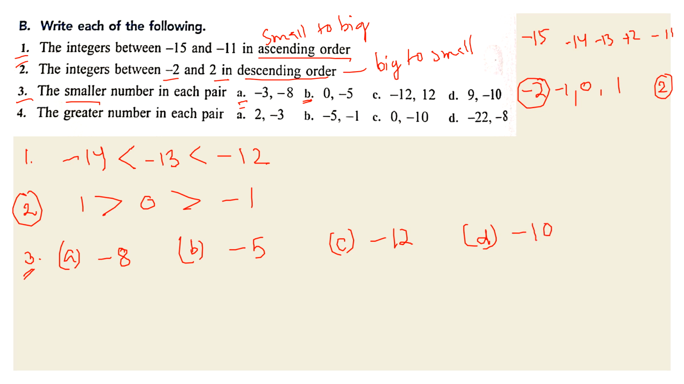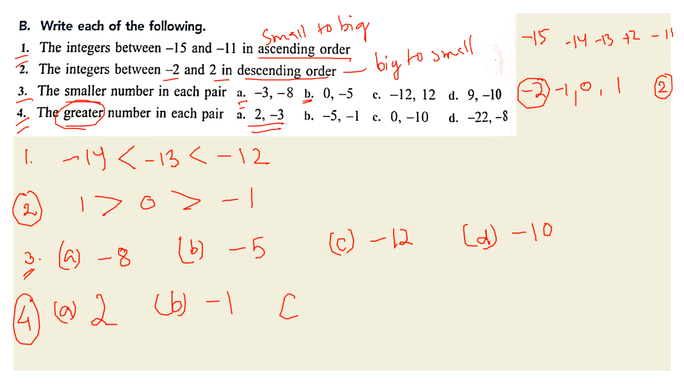And then we have got question number 4. If you see, this is question number 4. The greater number in each pair, we want to find the greater number. You see, the first one is 2 and minus 3. 2 is to the right of minus 3, so 2 is greater. In the case of B, minus 5 and minus 1 are there, but minus 1 is to the right of minus 5, so minus 1 is the answer.